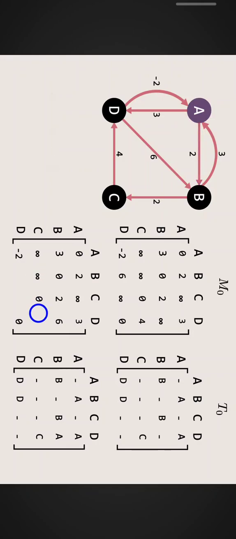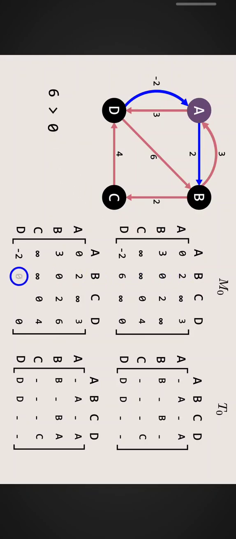Next is the path between C and D. The current shortest path has a cost of 4. The path from C to A has a cost of infinity, and from A to D is 3. Since this is more than the current cost of 4, we will not update it. Next is the path between D and B. The current shortest path has a cost of 6. However, if we go via A, the cost from D to A is -2, and from A to B is 2, giving a total of 0, which is less than the current cost.